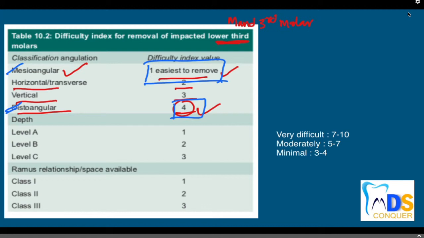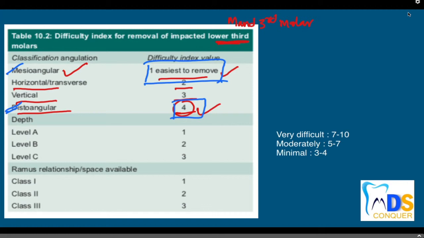I hope you are very clear. If they are not mentioning whether it's maxilla or mandible, then you have to consider it as mandible. If they're clearly mentioning maxilla or mandible, then see the question and then go for the answer.